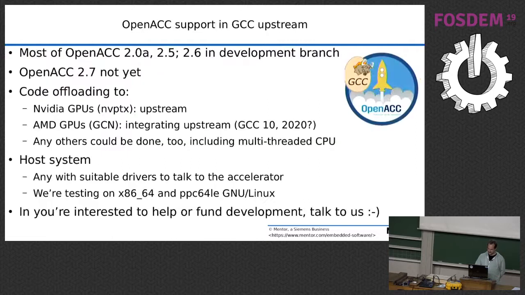All right. So then the status in GCC upstream. 5 years ago, we started with the 2.0 OpenACC specification. Then a few years later, 2.5 came out, which is mostly supported in upstream GCC. 2.6 is in our development branch. And 2.7 has just been released a few months ago at the supercomputing conference. We have not yet started working on that.